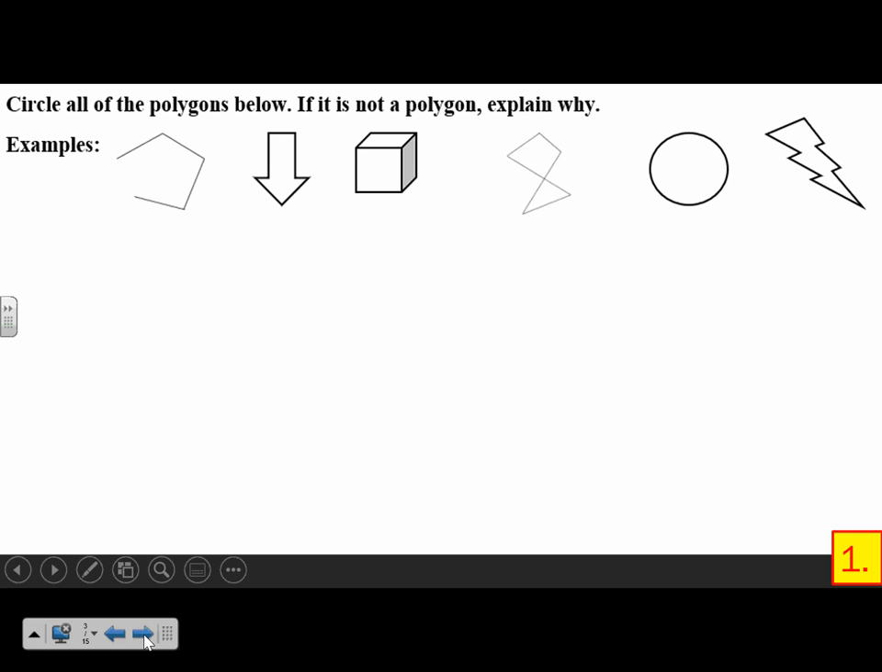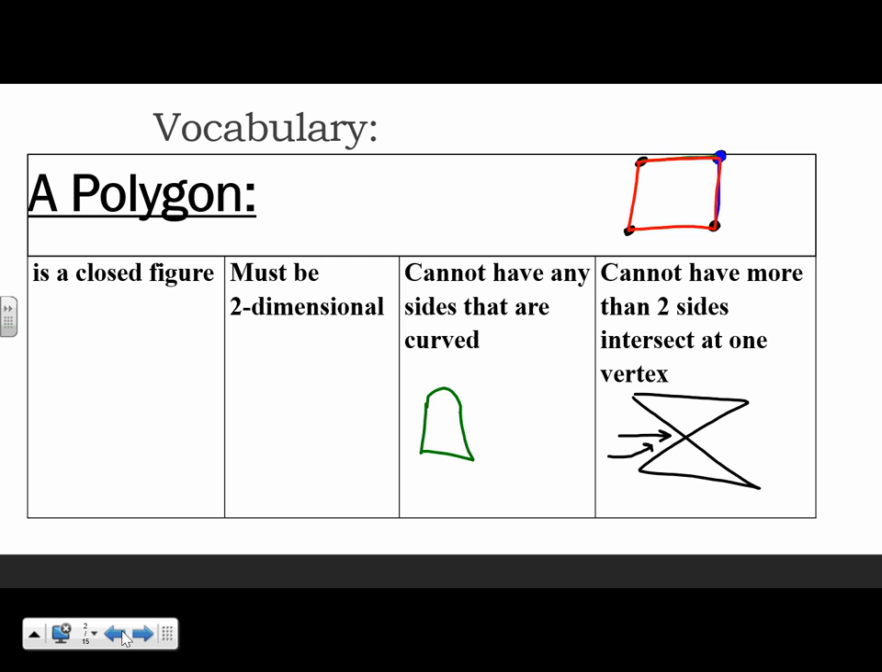So circle all the polygons below. If it's not a polygon, explain why. This first one is not a polygon, and it's because it's not closed. The second one is a polygon. It's closed. None of the sides intersect. It's not three-dimensional. And it has no sides that are curved.